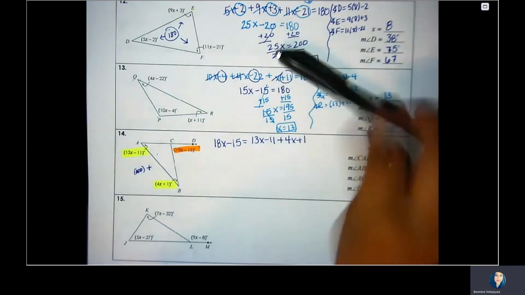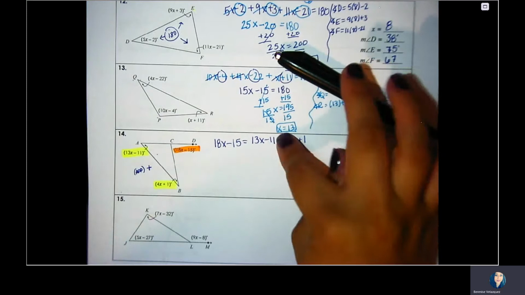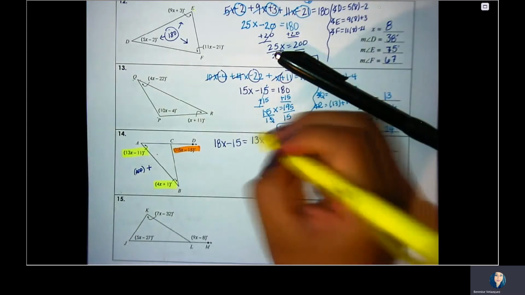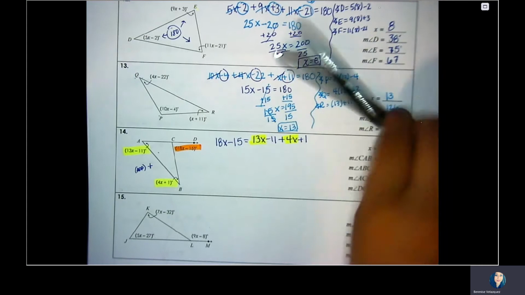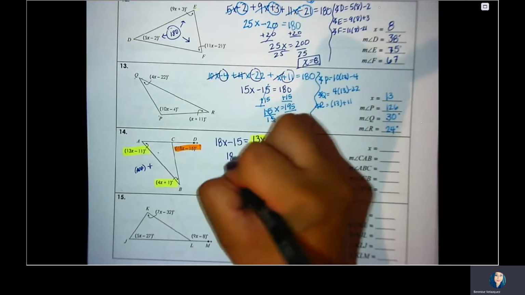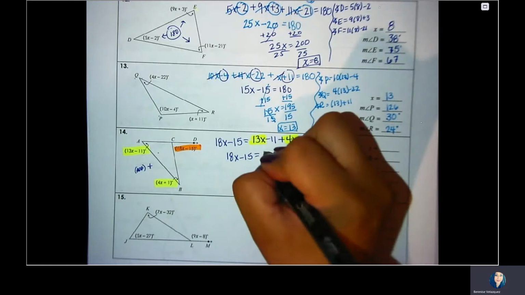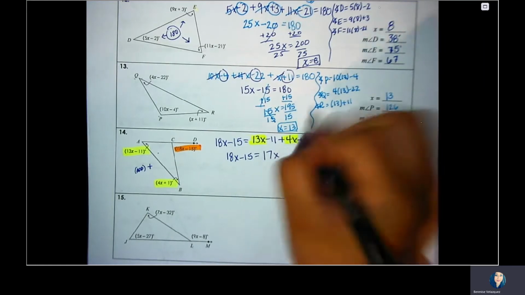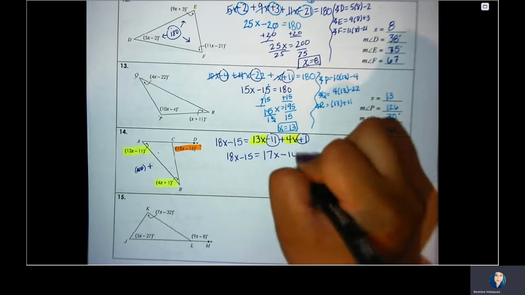Always combine anything on the same side first. So over here on this side we have a 13x and a 4x. So we're going to combine those first. So I have 18x minus 15. Nothing to combine there. 13 and 4 is going to give me 17x. And then now I have negative 11 plus 1. So that's going to be minus 10.